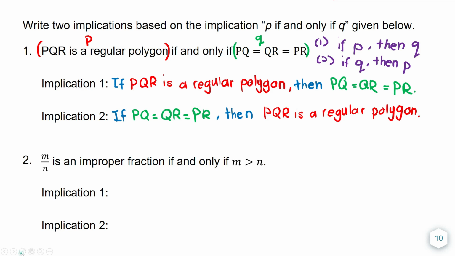For question number 2, first you're going to determine which one is P and which one is Q. M over n is an improper fraction if and only if m is higher than n. Which one is P, which one is Q? M over n is an improper fraction is P. M higher than n is Q. Yes, correct. This one is P, and this one is Q: m higher than n.